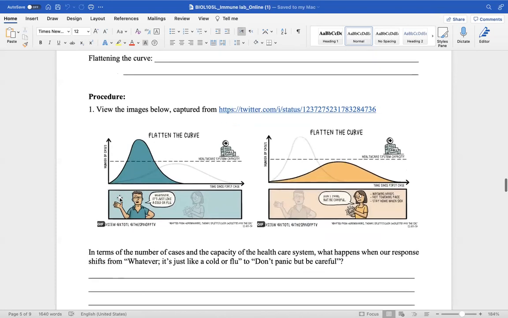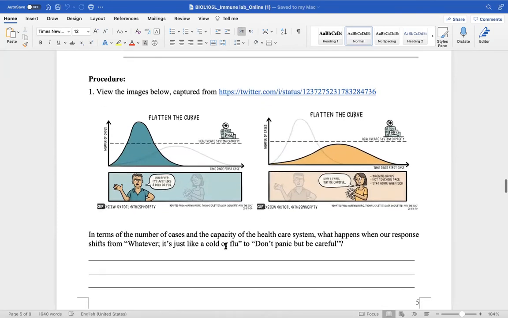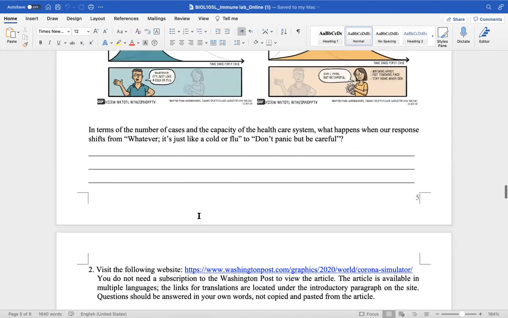Then view the images below captured from Twitter. In terms of the number of cases and the capacity of the healthcare system, what happens when our response shifts from "it's just a cold or flu" to "don't panic, but be careful"? That's what we mean when we say we flatten the curve. We're just trying to decrease the number of cases so that our healthcare system isn't pushed to capacity.